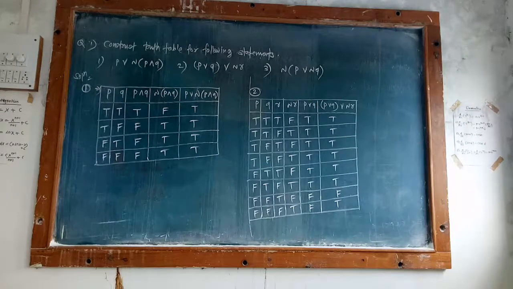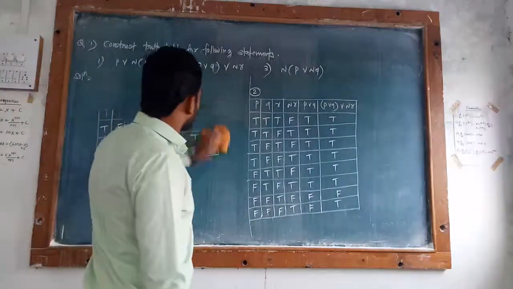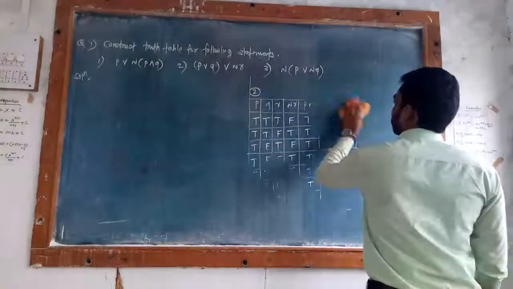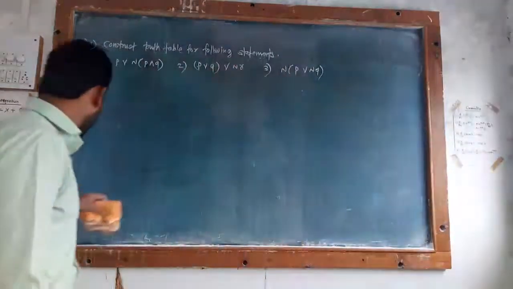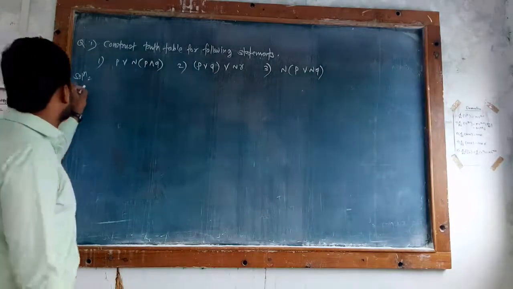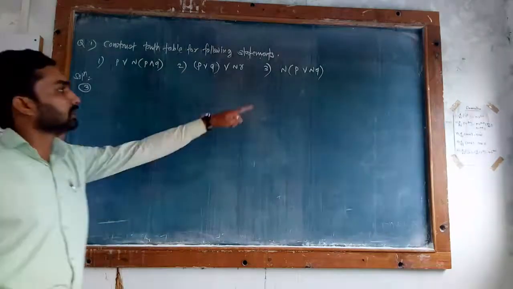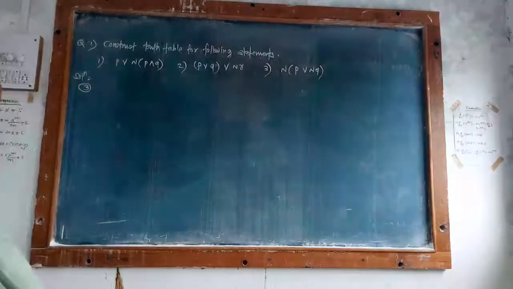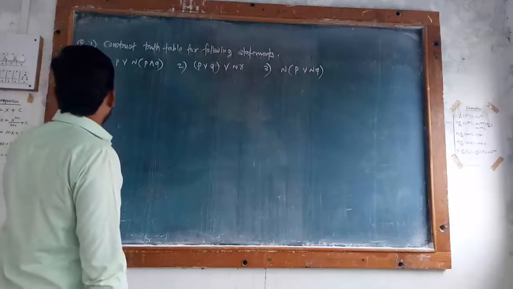Now we have to make the truth table for the third proposition, that is, the negation of (P or negation Q), with the bracket complete and its negation taken. There are two propositions, P and Q, so 2 raised to 2 means 4 rows. So make the truth table.